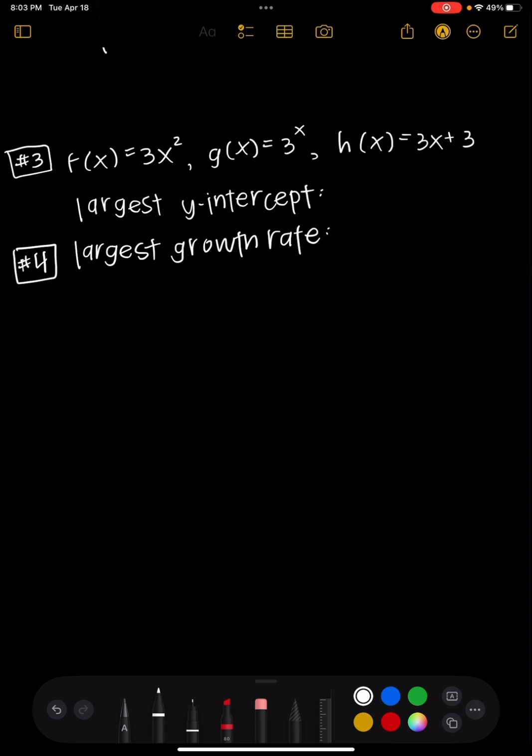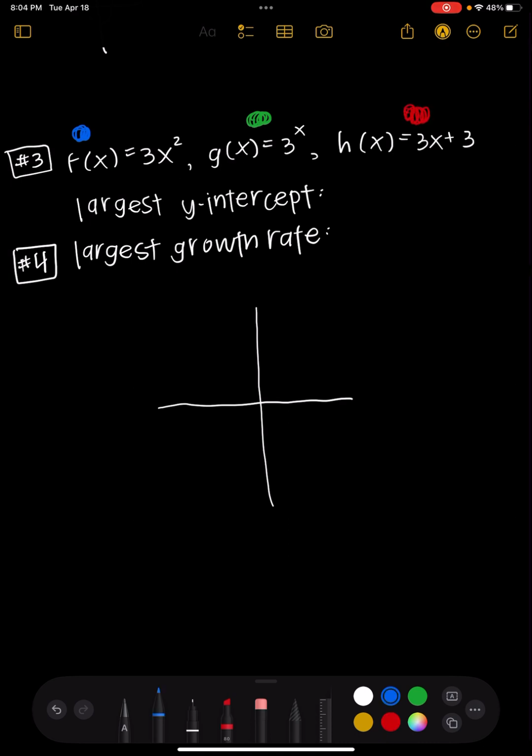Okay, for the last two example questions, we have to use these three equations and determine a couple of things about them. The three equations are f(x) is equal to 3x squared, g(x) is equal to 3 to the power of x, and h(x) is equal to 3x plus 3. For the third example, we need to determine which one has the largest y-intercept. Potentially we could graph all of these, and in fact, let's just do that right now so you can see what's happening. When we graph these, we're going to call f(x) my blue graph, g(x) my green graph, and h(x) my red graph.